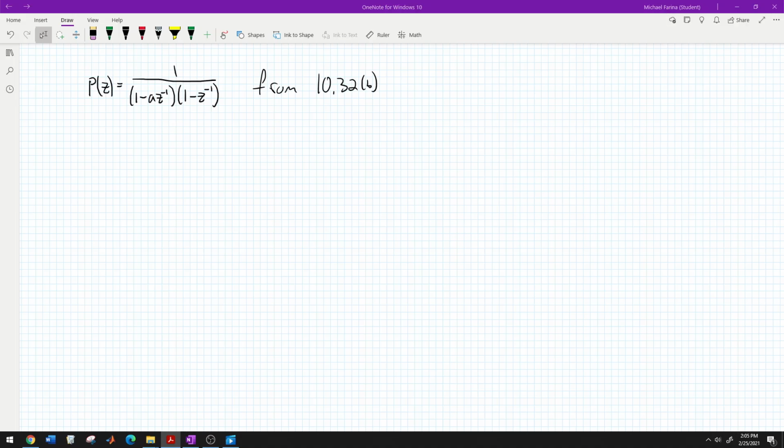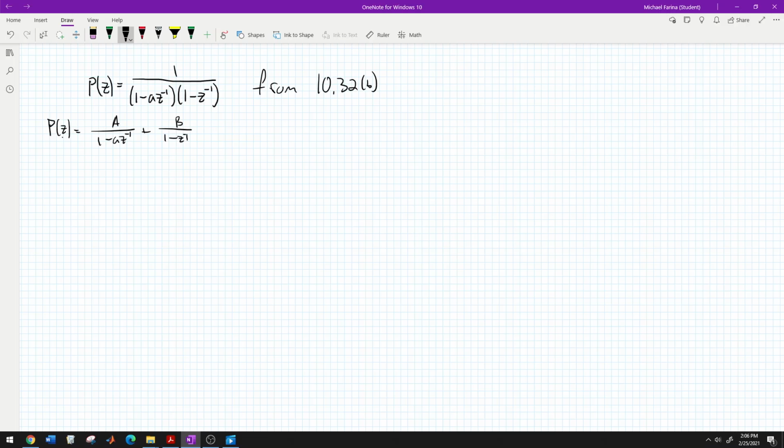So we need to represent P of Z as the sum of two terms where each term only has one factor in the denominator. So our goal is to get P of Z looking like this: A over 1 minus A Z inverse plus B over 1 minus Z inverse.